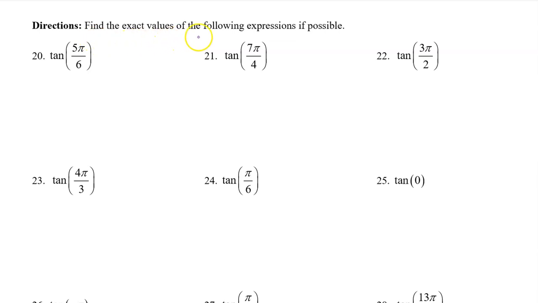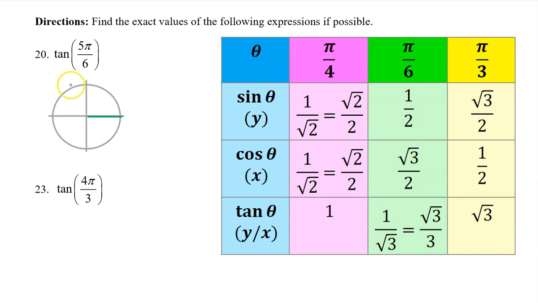Find the exact values of the following expressions if possible. In what quadrant is 5 pi over 6? Well, pi is right here, and we can think of it as 6 pi over 6. Therefore, 5 pi over 6 will be pi over 6 less than 6 pi over 6. It'll be right here. In this quadrant, the slope of the terminal side is negative. See how it goes downhill? So we know that the tangent will be negative something.